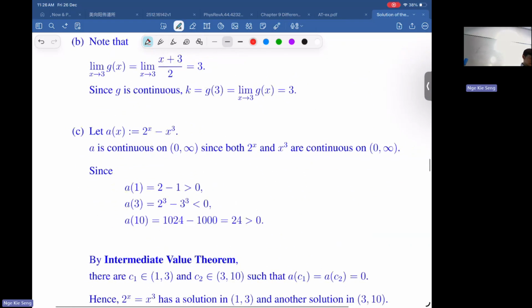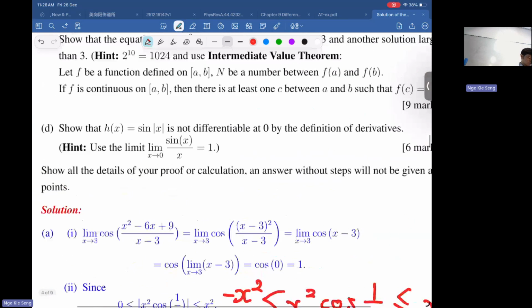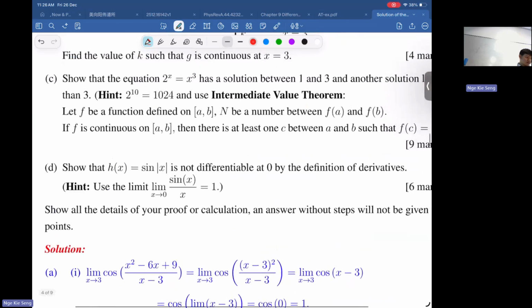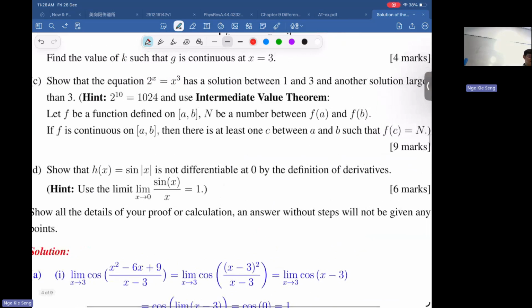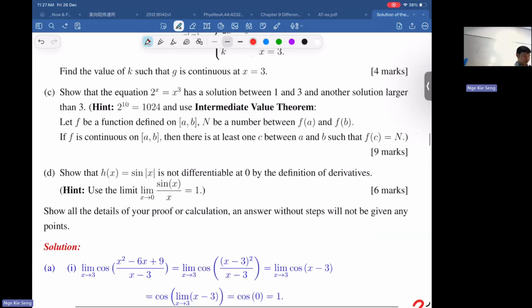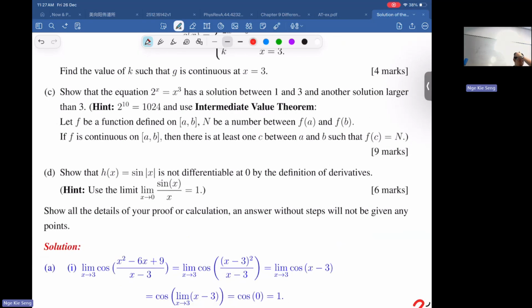C, what to do here? What's the question of C again? Maybe we repeat the question. C says that we want to show that this has a solution between 1 and 3 and another solution larger than 3.